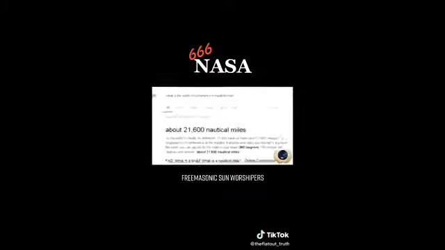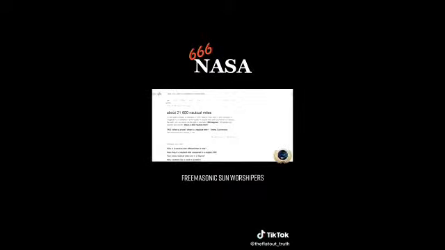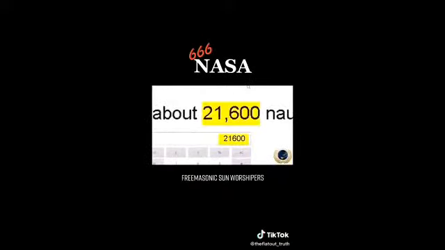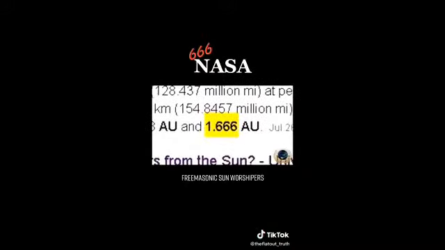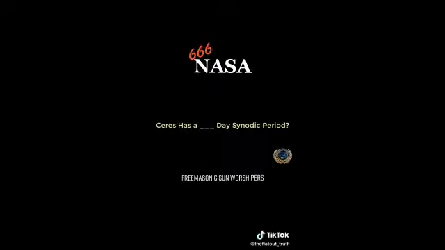The Earth's circumference in nautical miles. Oh, 21,600. There you go, ladies and gentlemen. Again, 600 times 6 times 6. Another coincidence. 21,600. How far is Mars from the sun? Oh, well, 1.666 astronomical units.